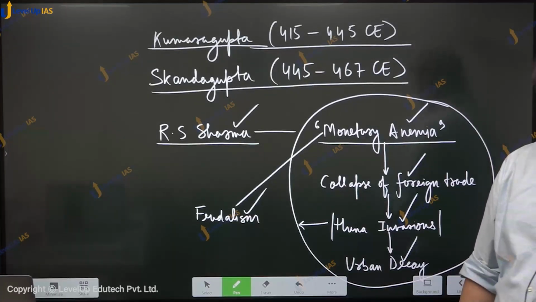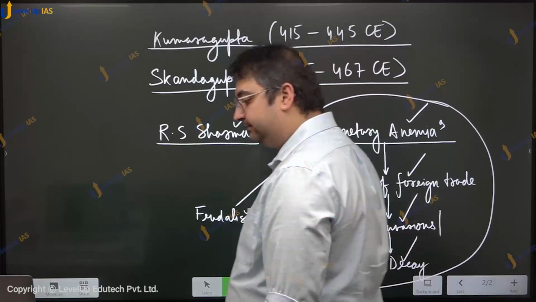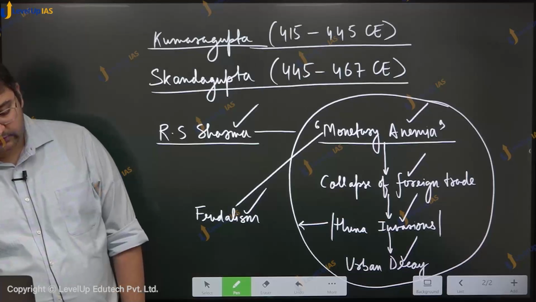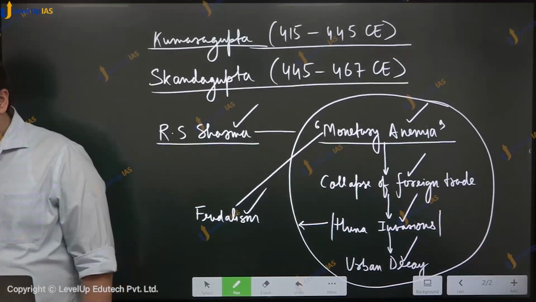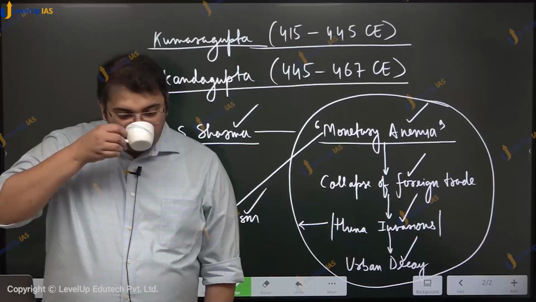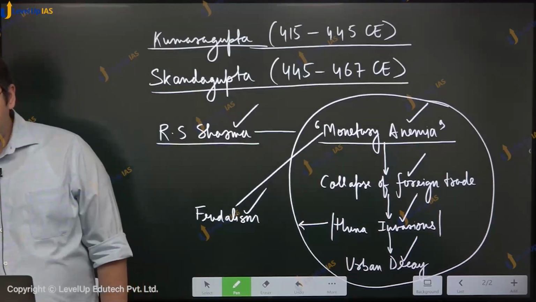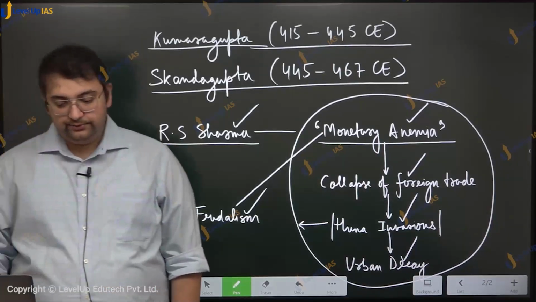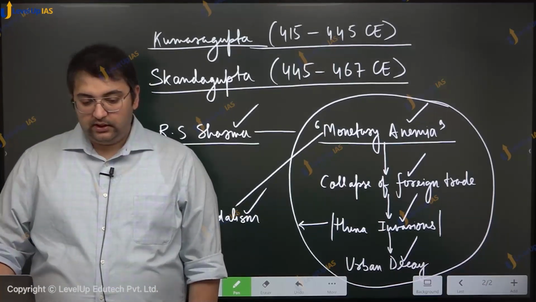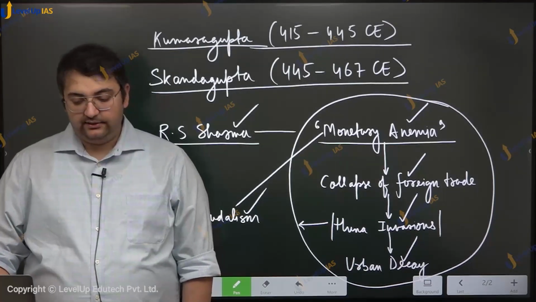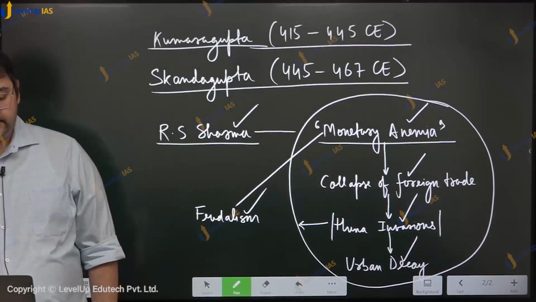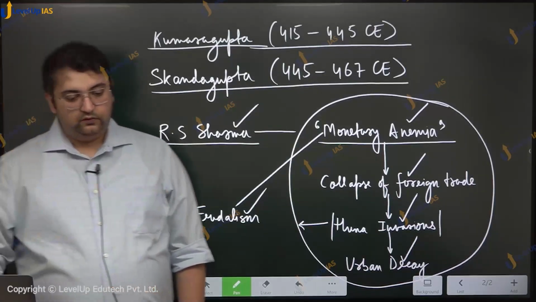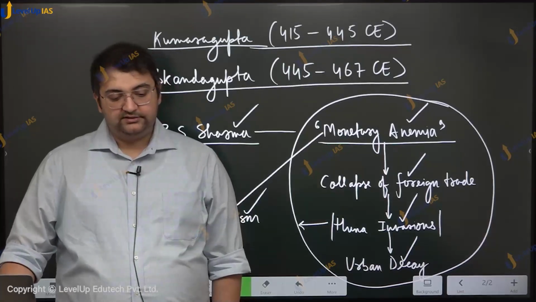Write all the points. This indicates that along with long distance trade, local and regional trade also showed a distinct trend of decline. Full stop. Next point.